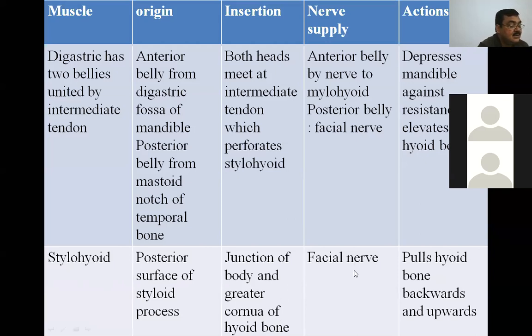Nerve supply, facial nerve. It pulls the hyoid bone backward and upward. पीछे की मसल है यहाँ पर styloid process हो रहा है ये. It pulls upward and backward.